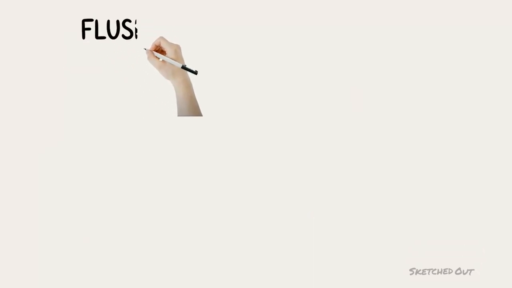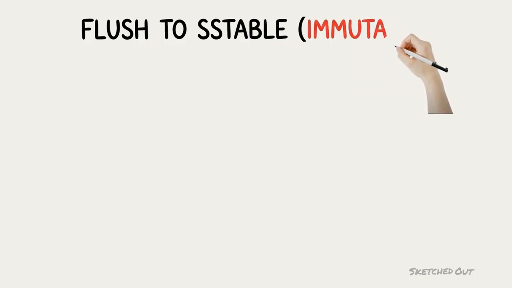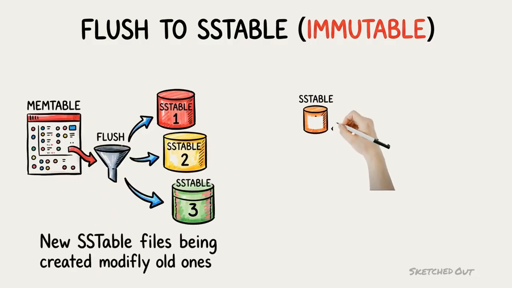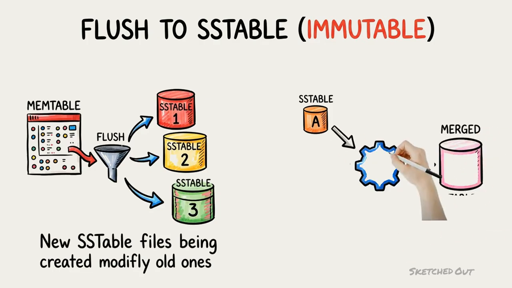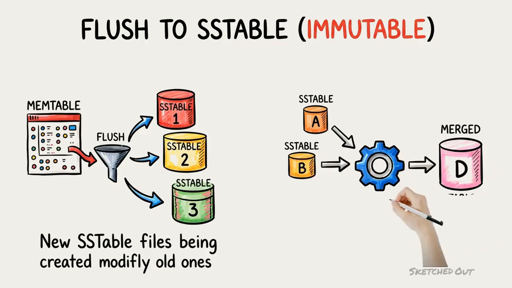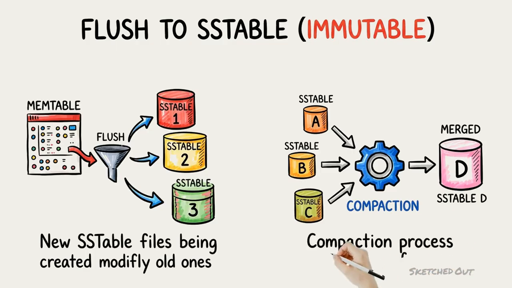Cassandra doesn't immediately search the disk for old rows and overwrite them. Later, when the memtable fills up, Cassandra flushes it to disk as an immutable file called an SSTable. Immutable means the file is never edited again. New writes create new SSTables instead of modifying old ones. Over time, Cassandra merges and cleans these files through a background process called compaction. This design is incredibly fast because appending data sequentially is one of the fastest operations a disk can perform. Cassandra avoids expensive random updates and turns writes into simple append operations.